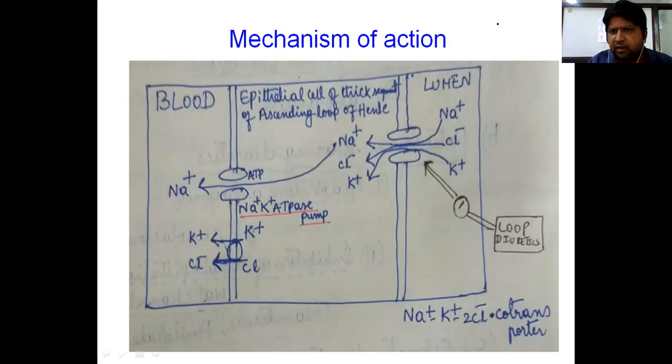For example, if this is your nephron, it is like a tube, and here there are cells like this on either side. On either side, you have cells.